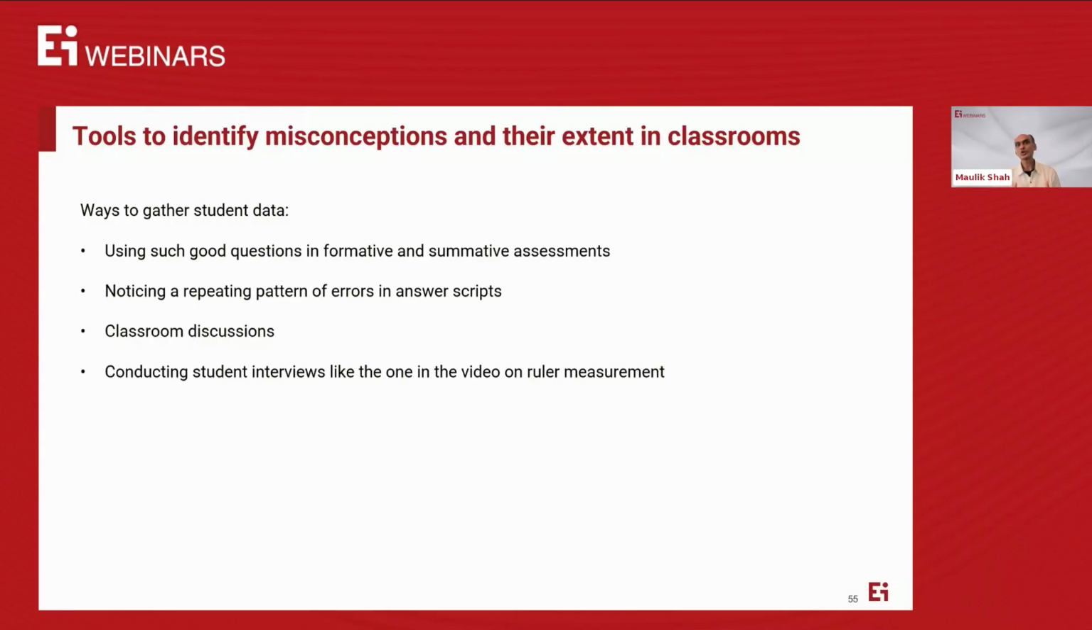Another thing we could do is think about the root causes of the misconceptions. We saw overgeneralization. Yeah, thanks, Diksha. We can see it now. We can also notice repeating patterns of errors in answer scripts. We can do student interviews like we saw in the length measurement video, right? We asked students to justify their answer. And that gives maximum insights as to where these underlying beliefs are and helps us understand the root causes.